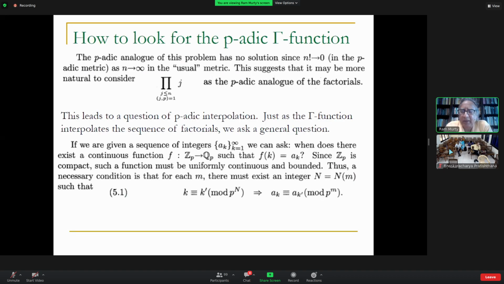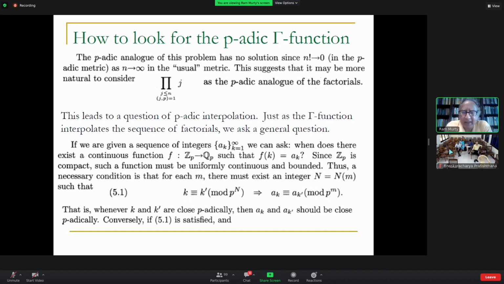So the point is you can't ask for any arbitrary sequence to have a p-adic interpolation. The sequence has to have some sort of congruence properties. Now, we already met something like this. You remember in the early lectures, we talked about Bernoulli numbers, B_k over k, and the Kummer congruences. So the Kummer congruences are really a statement of this shape. And that already signals that there's something profound and deep going on. We're only now scratching the surface. So whenever k and k' are close p-adically, then a_k and a_k' should be close p-adically as well.